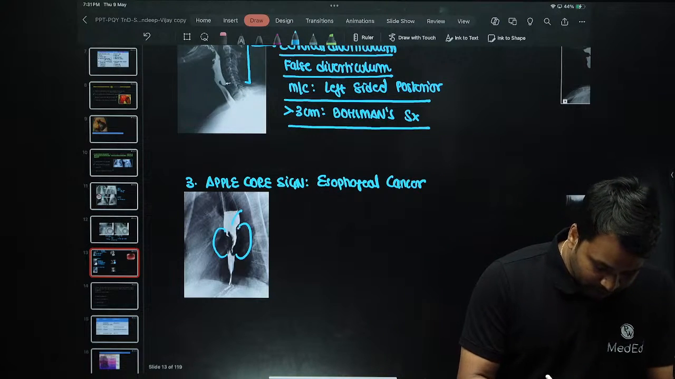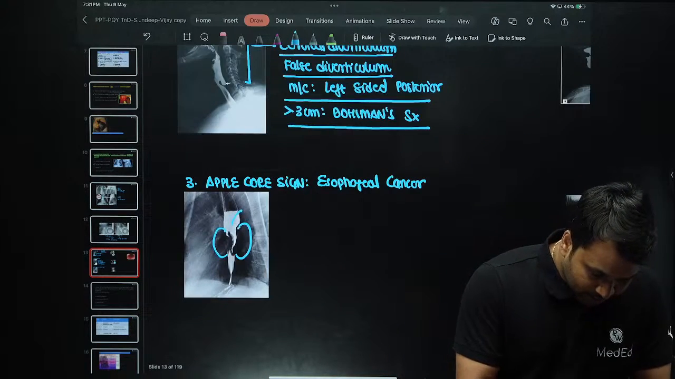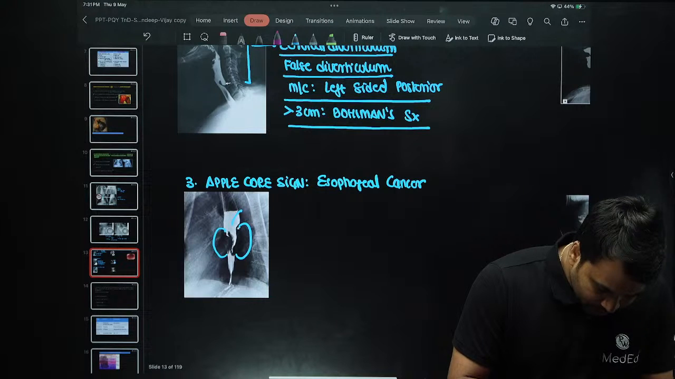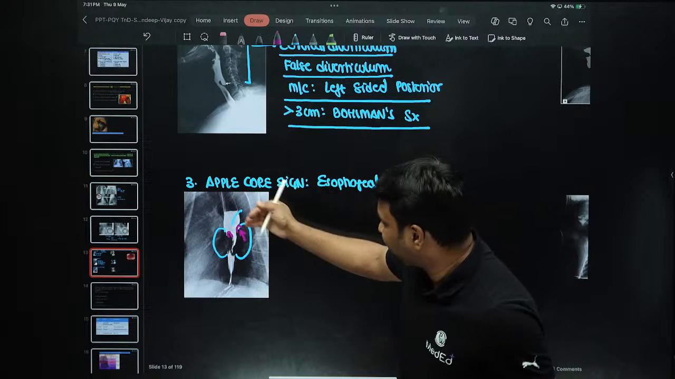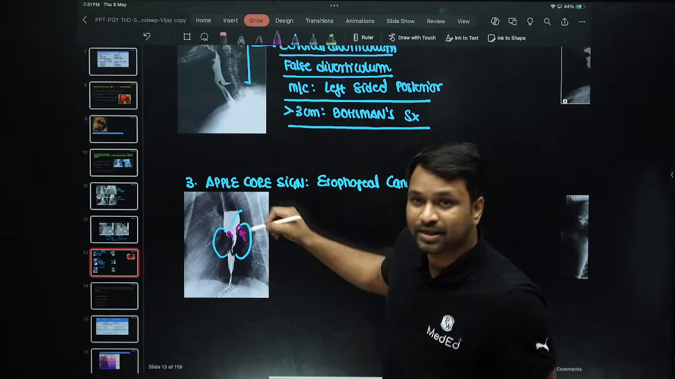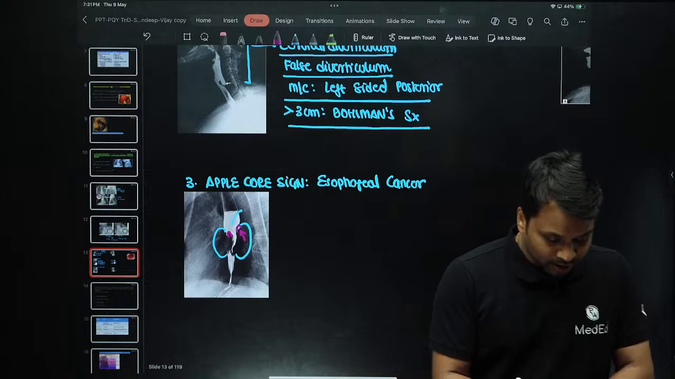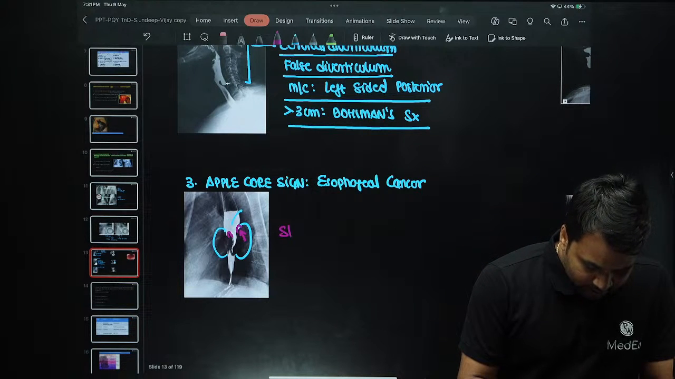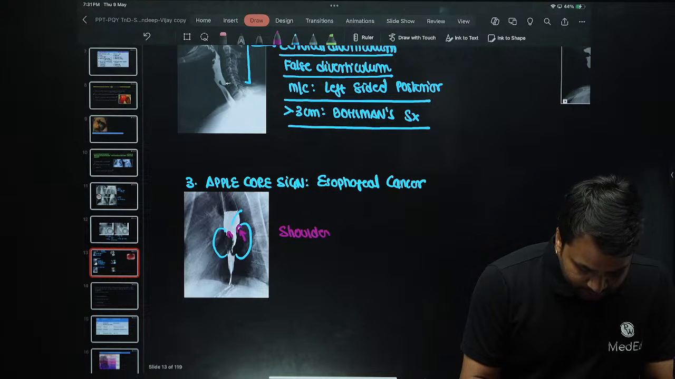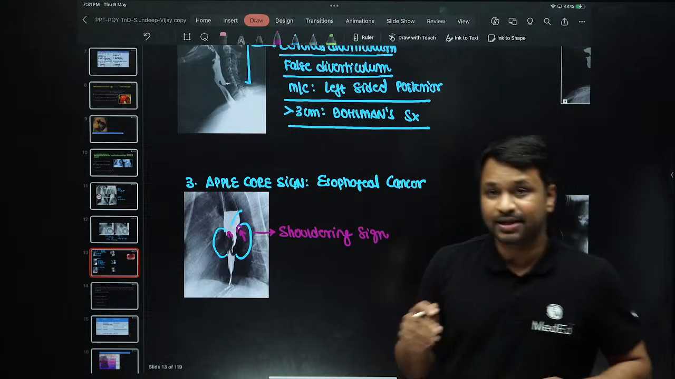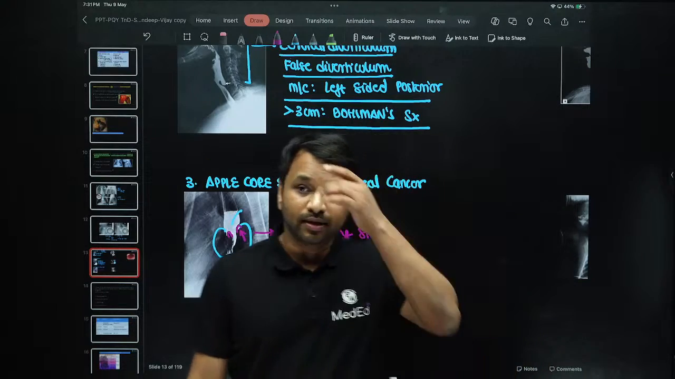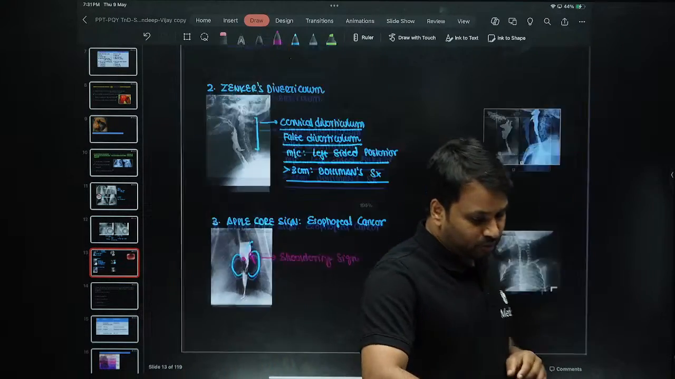But more importantly, if I point out a component here, the one that I'm drawing in a different color, what is this? You see that nice hunch that is being formed, right? This hunch, what is it? This is very important, and this is what we call the shouldering sign, and the shouldering sign basically tells you about malignancy. Okay? So the shouldering sign is very, very important.